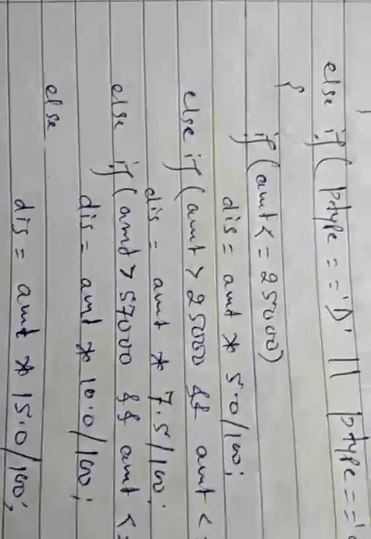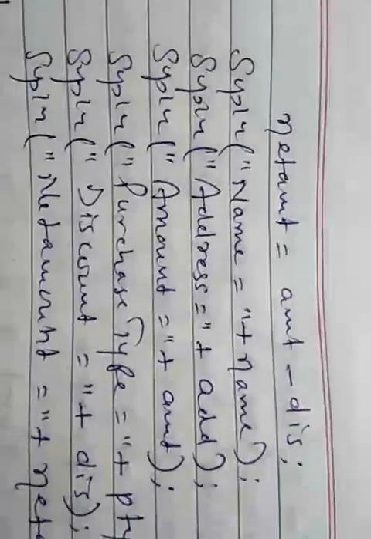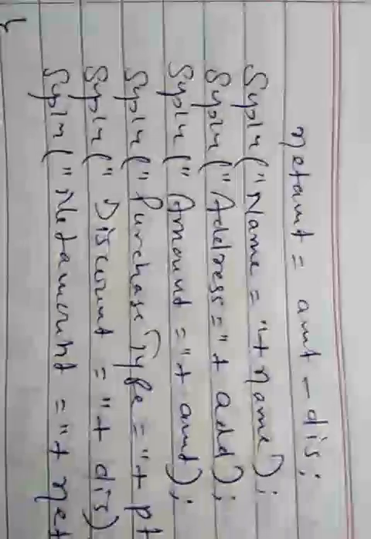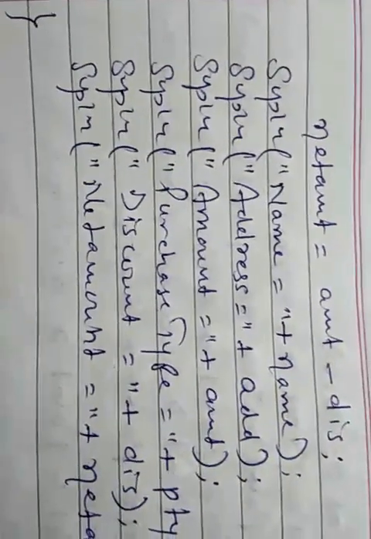So here the discount will be calculated based on the specific criteria, and now here we are calculating the net amount. So this will be calculated as amount minus discount, and we have to print name, address, amount, purchase type, discount and net amount.